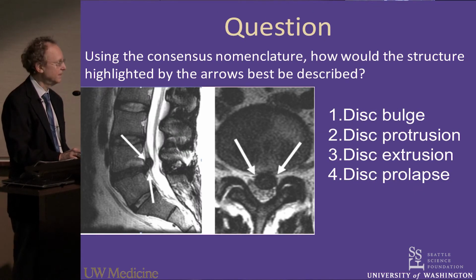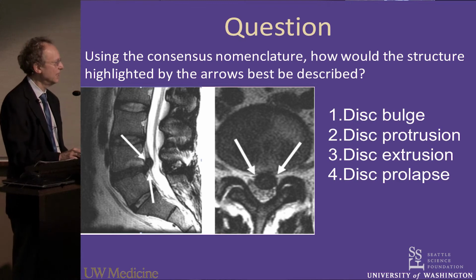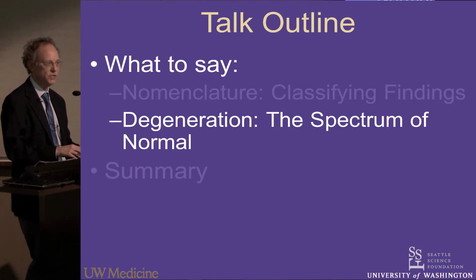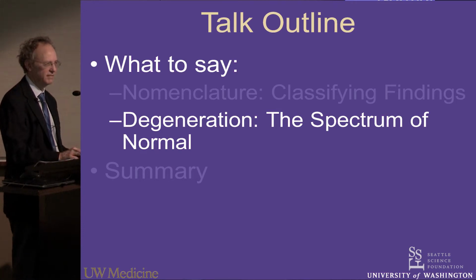Just to see if anybody was listening, here's an example of a disc abnormality, and think in your mind, is this a bulge, protrusion, extrusion, or prolapse? And of course prolapse is not part of the consensus nomenclature. So the key question is, is the largest diameter adjacent or non-adjacent to the parent disc, or does it have a neck associated with it? And of course, it's an extrusion. So, all right, that's a whirlwind through nomenclature. Does anybody have any questions about that?